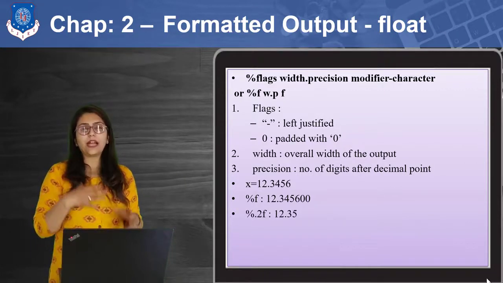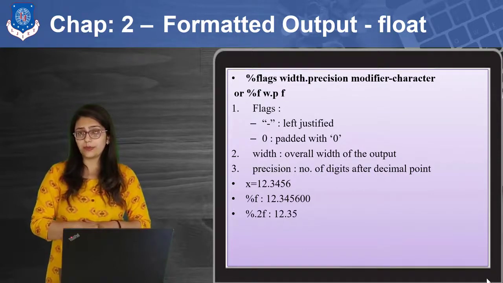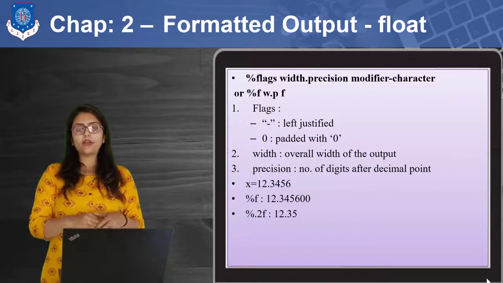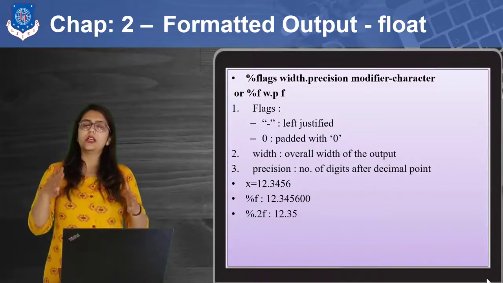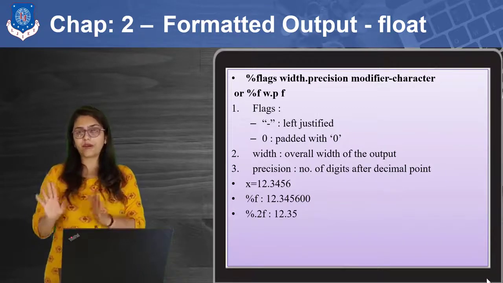But now I don't want up to 6 decimal places. I just want to print the answer up to 2 decimal places. Then I can just write %.2f like this. So now it will not print up to 6 decimal places. It will just print up to 2 decimal places. So it will print 12.35.